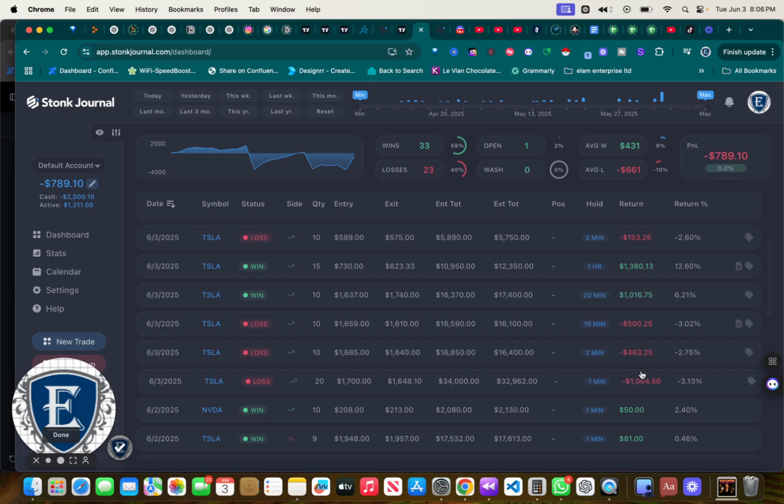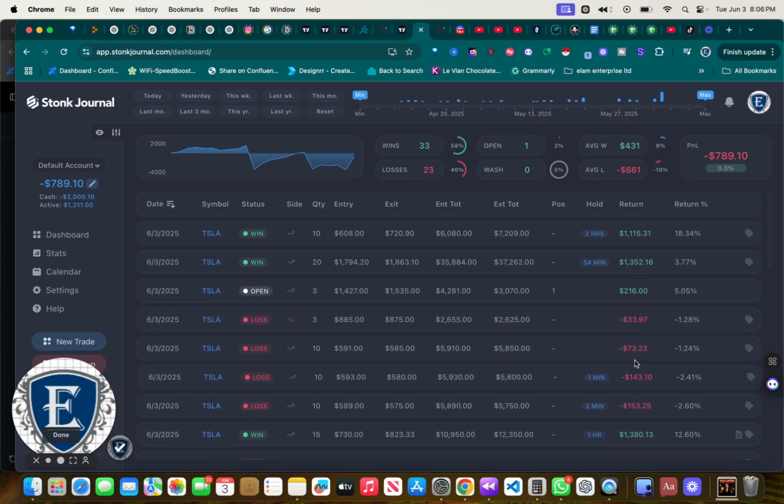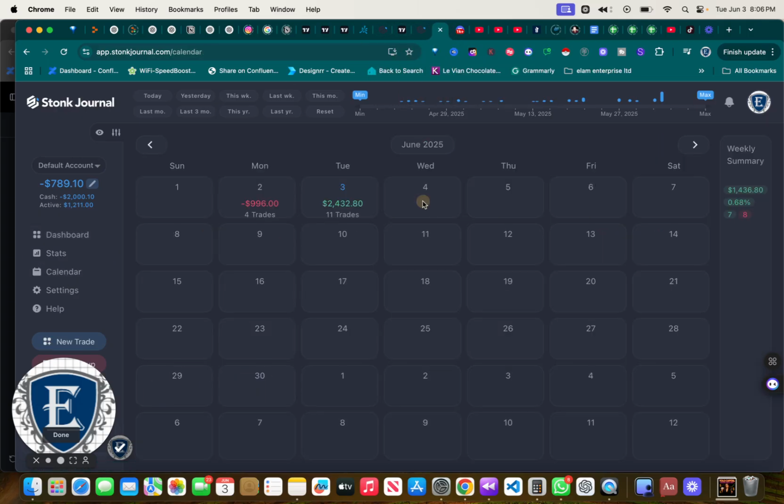So even though I lost 2,000 after 3 trades, I quickly got it back. And then lost a couple more dollars, just a little bit of money. And then quickly got it back and ended the day in the green with $2,500.